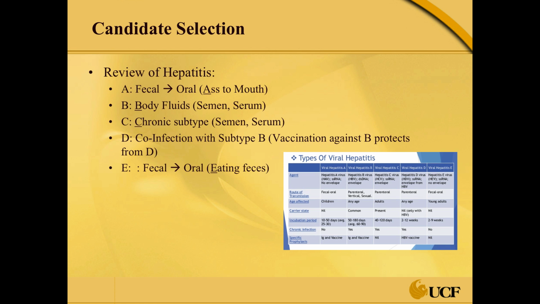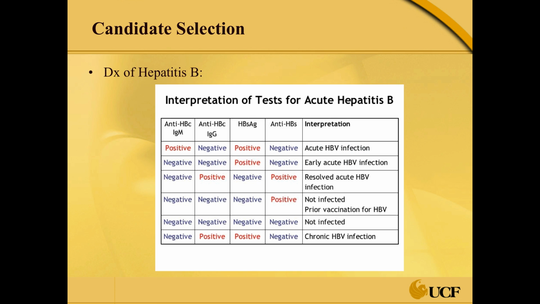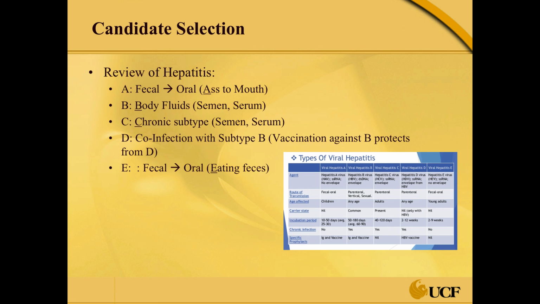So it's very important to review hepatitis, and I can tell you that I am in the process of writing your exam for this particular unit, and you are going to be tested on knowing the types of hepatitis and how to diagnose them, particularly hepatitis B, which we'll talk about in just a second. Remember that there are essentially 5 serotypes of hepatitis: A, B, C, D, and E.